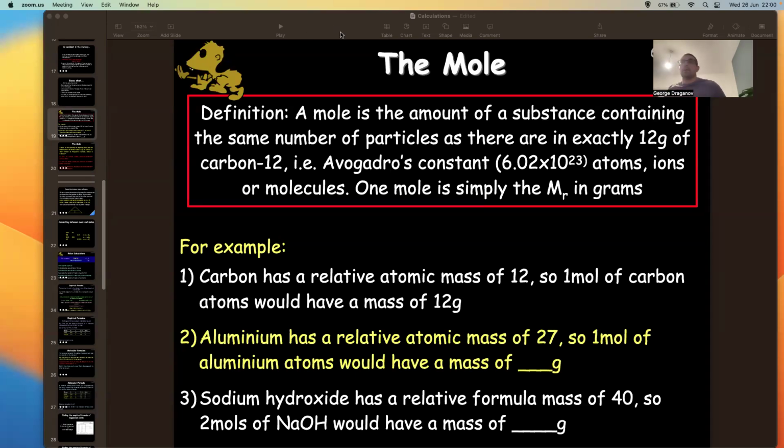We're continuing with the topic on calculations, and today we're going to move on to the mole. So, what is a mole? In chemistry, a mole is simply an amount of substance. Just like in the English language, you can say, I have a dozen shirts. That would mean you have 12 shirts. A mole will simply represent Avogadro's number of particles.